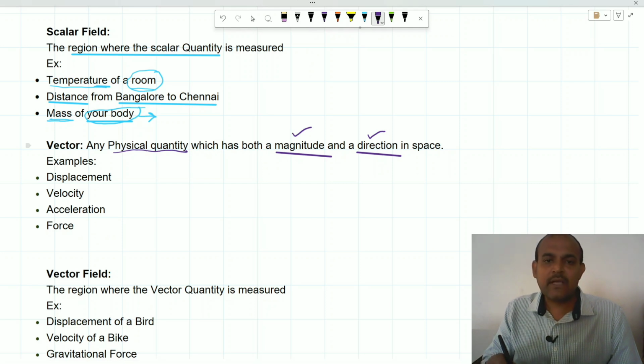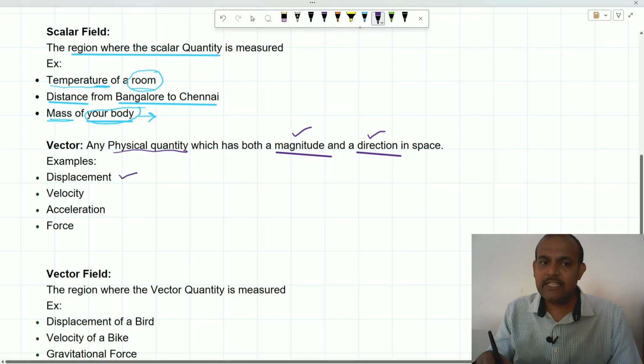Some examples of vectors are displacement. Displacement means we talk about the distance from the initial point to the final point, the shortest path. This is the direction. So we talk about, say, 10 meters from initial point A to final point B. This is called displacement. Along with the magnitude, I am also indicating from where to where, which direction.